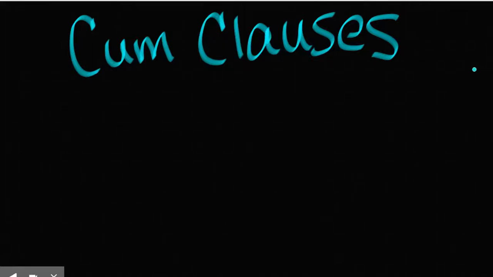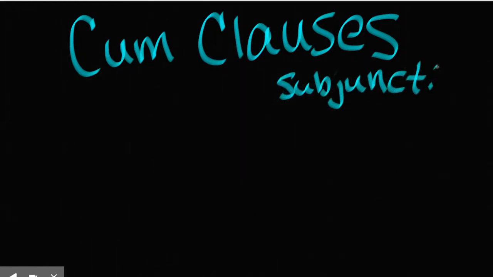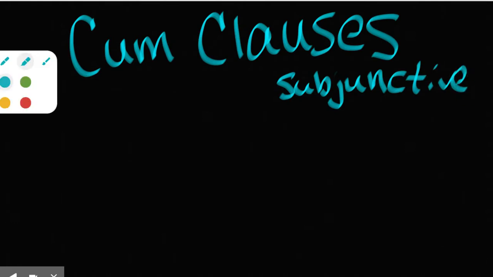So in this unit, we've been talking about cum clauses, which are just clauses that start with the word cum, and it's very particular because these type of clauses require you to have a verb in the subjunctive mood. And we've been focusing on the pluperfect subjunctive, which comes from the third principal part.